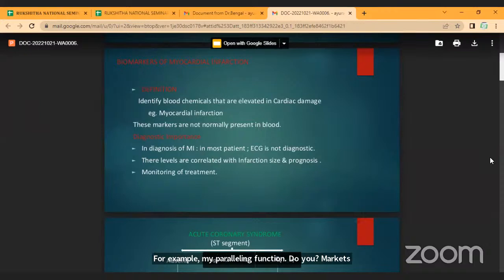What is the diagnostic importance? In the diagnosis of myocardial infarction, in most patients, ECG is not diagnostic. Their levels are correlated with infarction size and prognosis and monitoring of treatment.